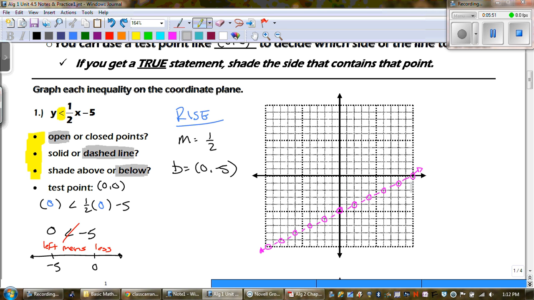And the last part is we have to shade all of my possible answers. And all of my possible answers are anything that's below this line. Okay? So a solution could be right there, (-1, -8). Okay? That is a solution. Okay? But (0, 0), no. Okay?